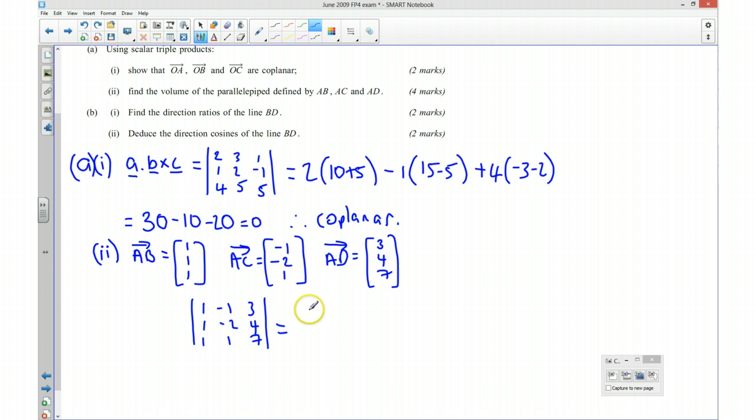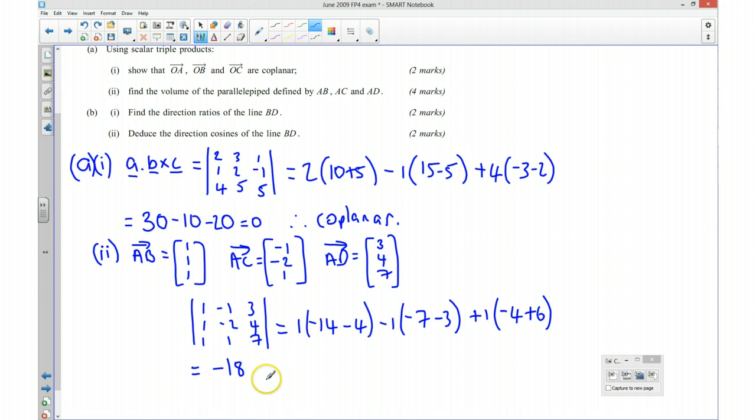And that's going to give me 1 times 14, take away 4, take away 1 times 7, take away 3, and plus 1 times -4 plus 6. So that's going to be -18 plus 10 plus 10. That gives me negative 6.